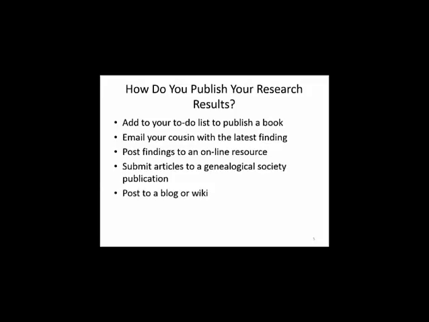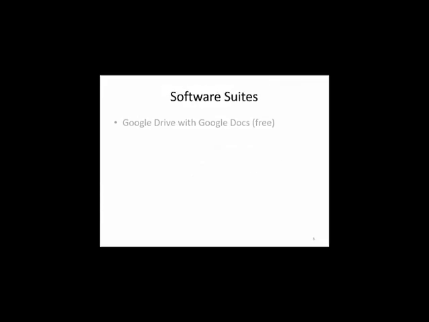You post to a blog or a wiki. If you found that wonderful manuscript in the Tennessee Archives, have you posted it somewhere so that other people know how to get to that same source? And then obviously there are going to be lots of other ways to publish your research. And again, I'd like to have your ideas on that.